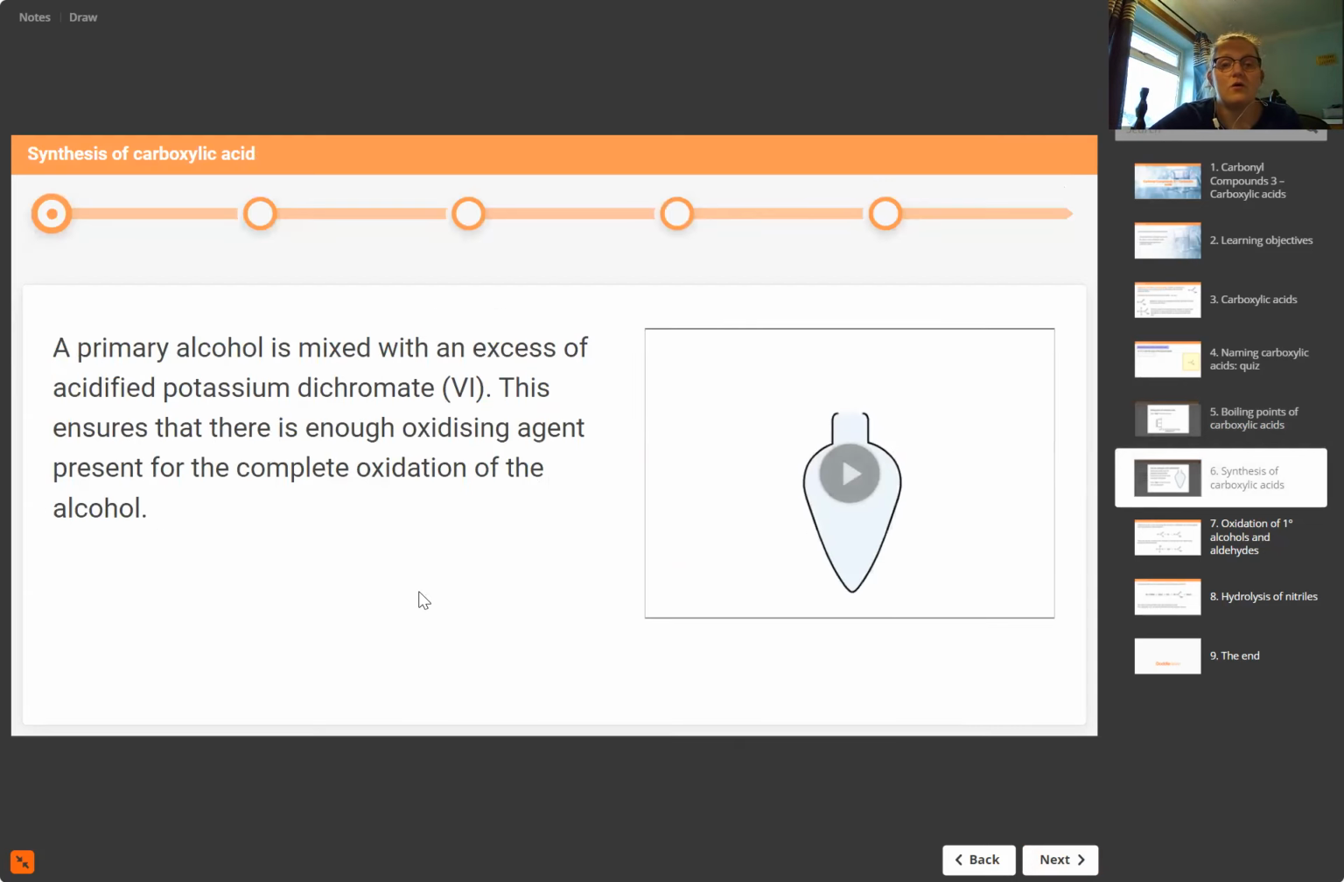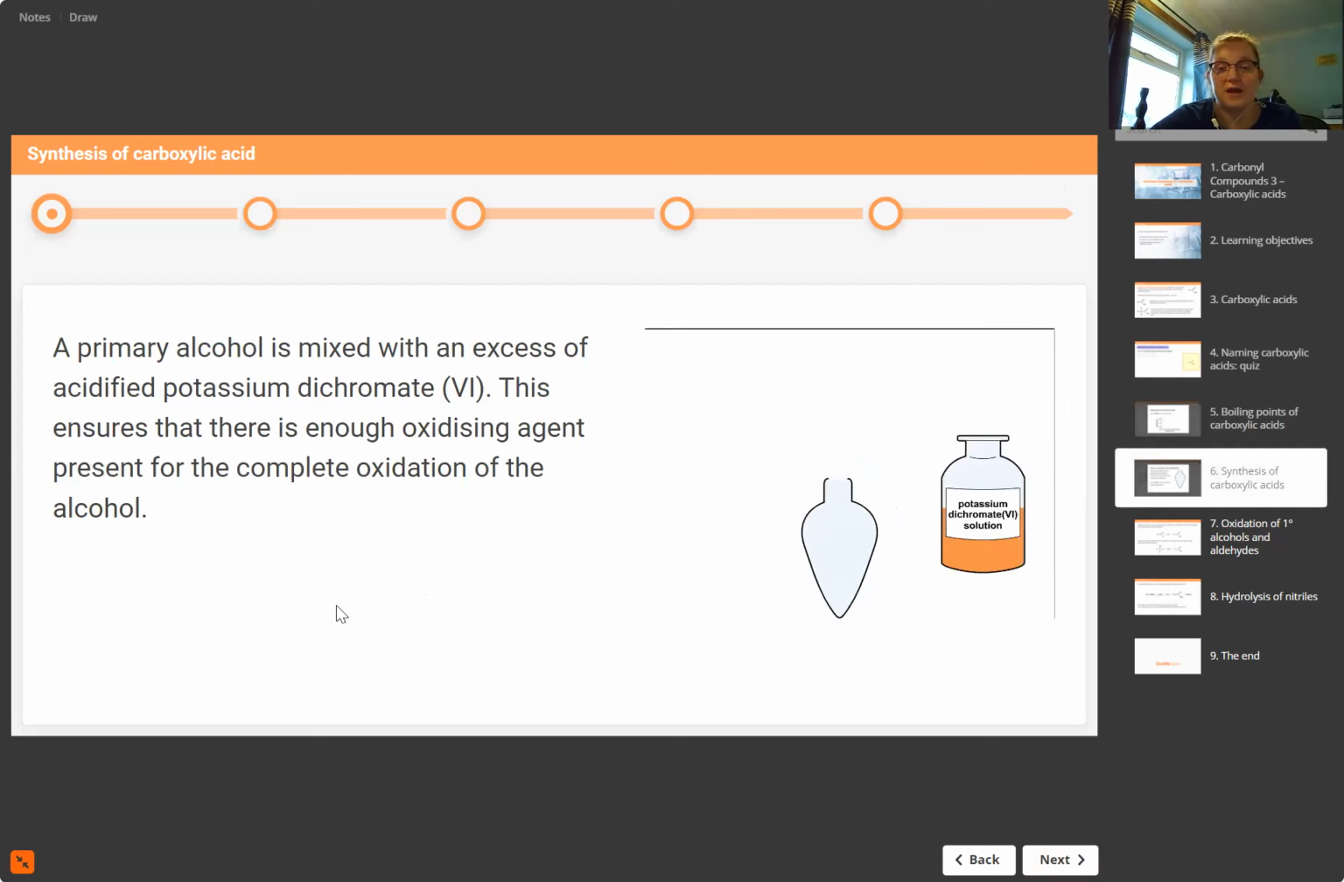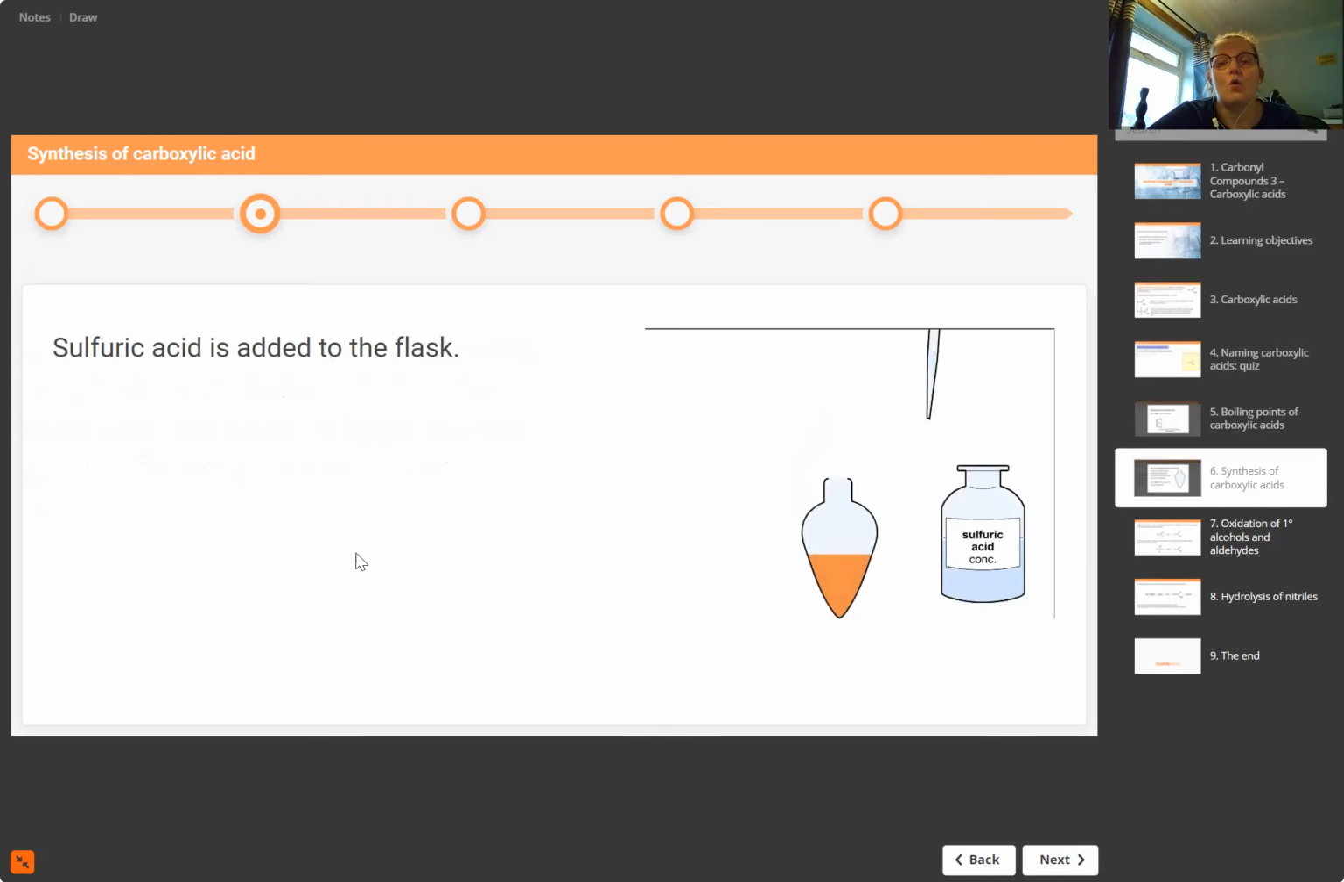So as you know, to make a carboxylic acid, we have a primary alcohol and we mix it with an excess, and that word excess is really important, of acidified potassium dichromate. And what this does is it ensures there's enough oxidizing agent present for the complete oxidation of the alcohol. So it needs to be complete oxidation, so we need it to be in excess. We also add sulfuric acid to the flask. So we have that acidified potassium dichromate and sulfuric acid.